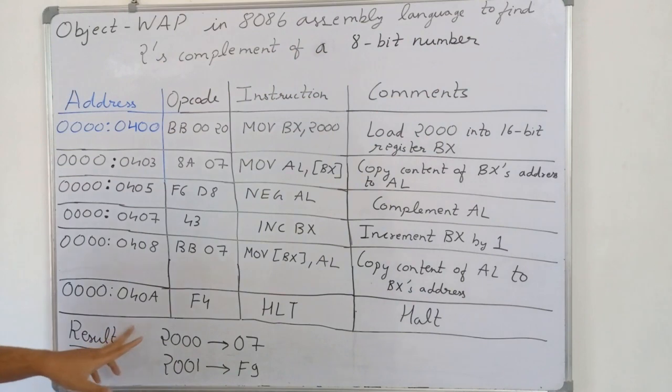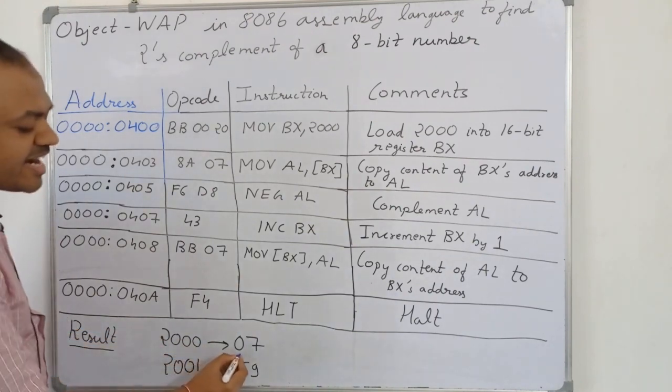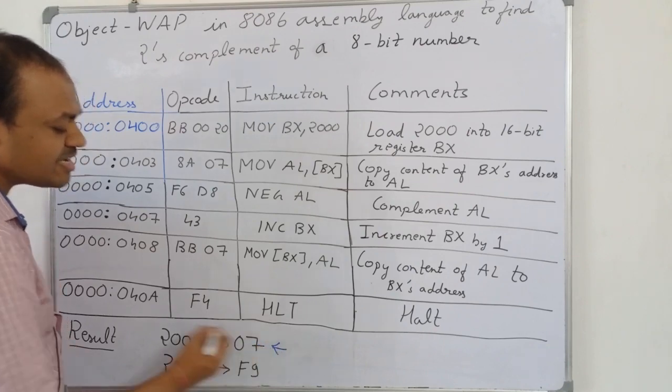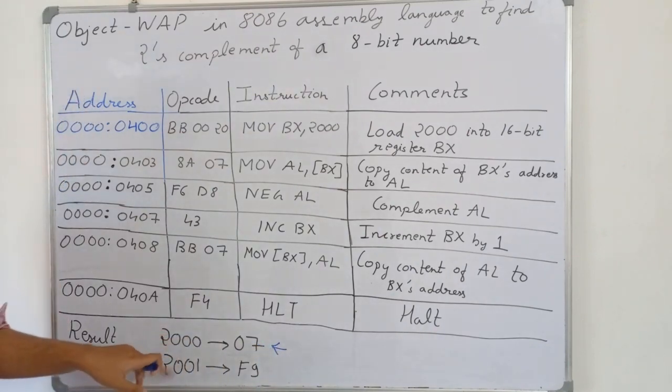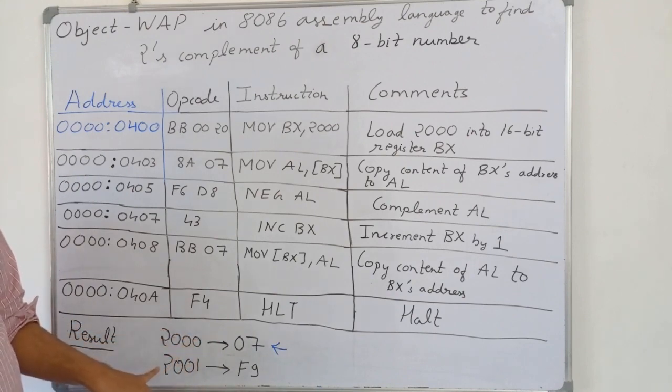First, we will have an 8-bit number at the address 2000. We have to enter the 8-bit number at the address 2000, and at 2001 we will have the output. We have entered the 8-bit number which is 07. This is our input, 07, entered at address 2000, and we will check the output at address 2001.